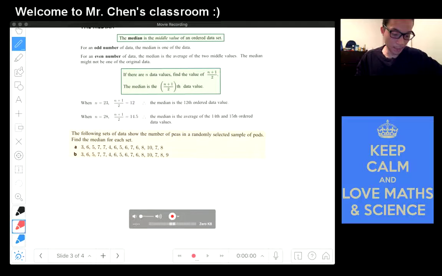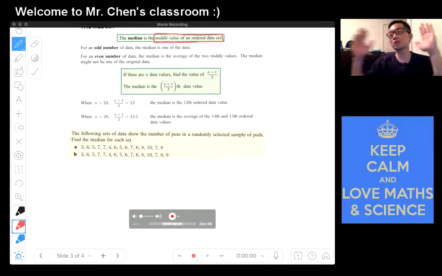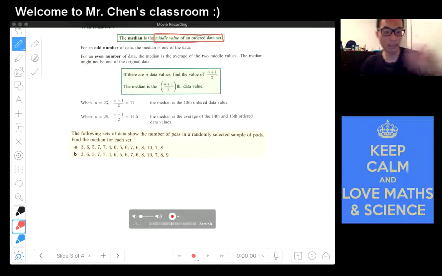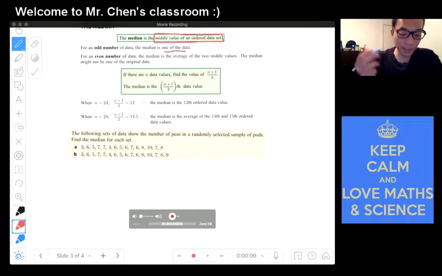For the median, however, the median is the middle value of the data set. It's literally the middle number. It doesn't take into consideration the average. You literally arrange the data in ascending order from small to big, and then from there you just pick the middle number. That's how easy the median is. For an odd number of data, the median is one of the data. There's actually a difference between odd and even numbers of data.